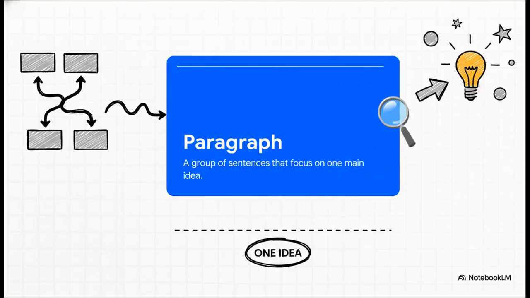So first things first, what even is a paragraph? Well, at its heart, it's really just a bunch of sentences that are all working together on one single focused idea. And that's the magic word right there: one. One paragraph is all about one main idea. If you can remember that, you're already halfway there.